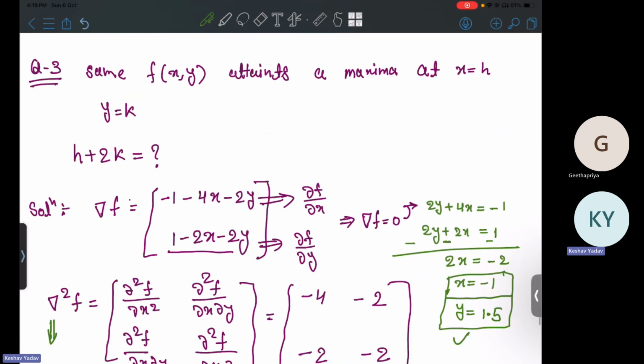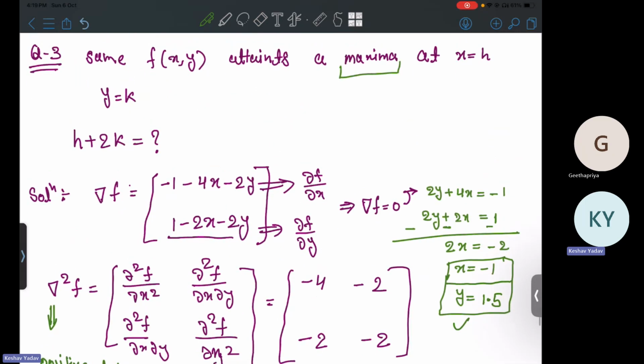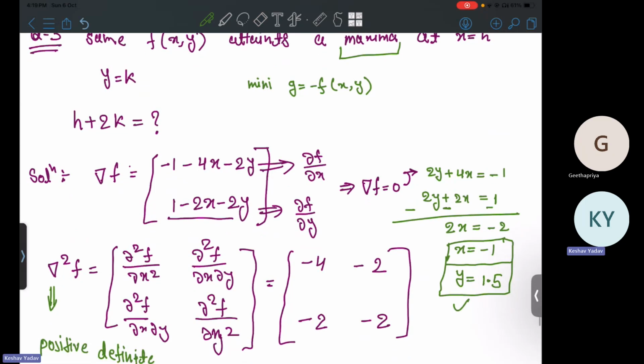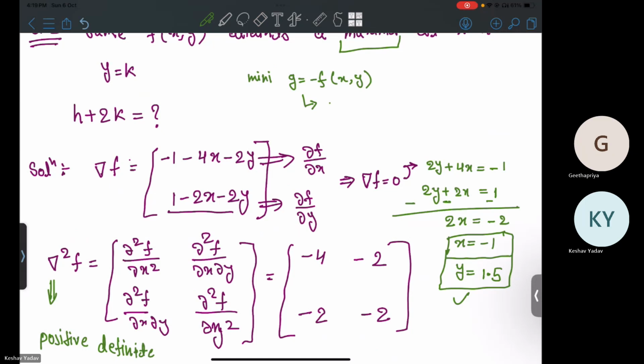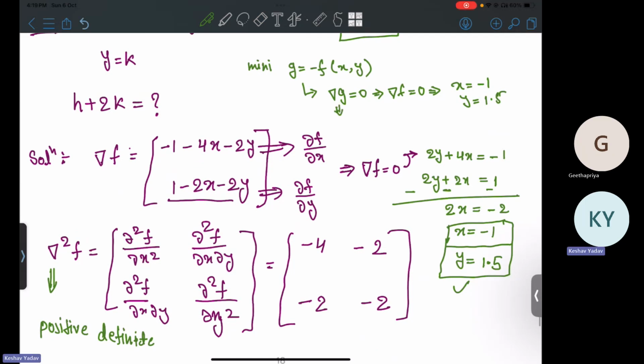Or you can do this: in this problem, you need to do the maximization problem, no? So you directly go for minimization of G, that is equal to -f(x, y). If you go like that, then my gradient of G should be equal to 0, which means gradient of f should be equal to 0. That will lead to the same x. x will be equal to -1 and y will be equal to 1.5.